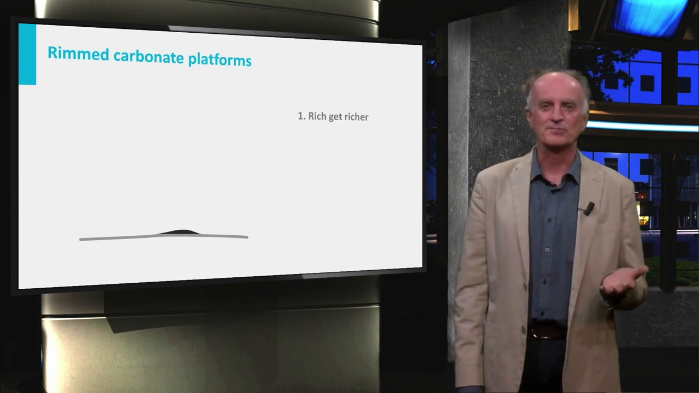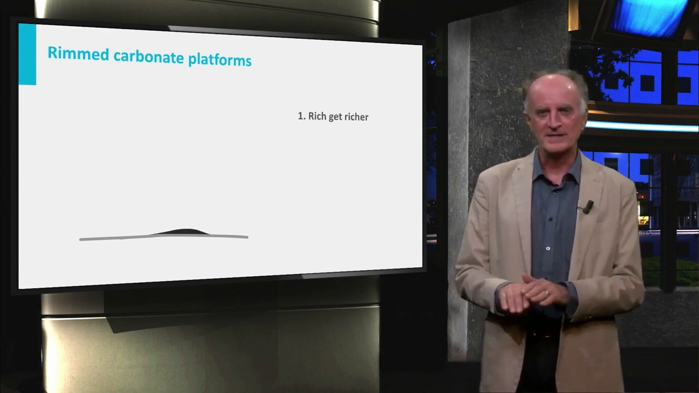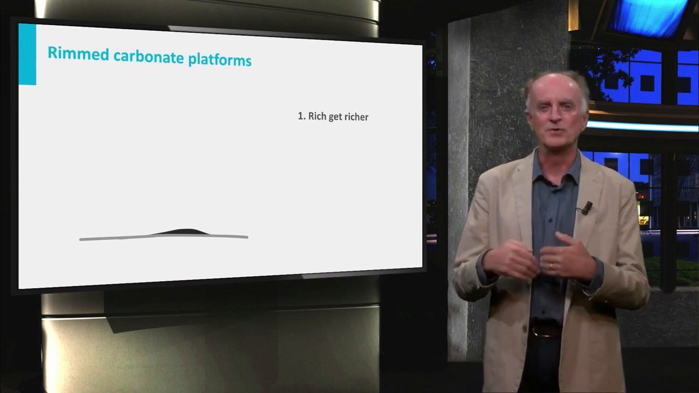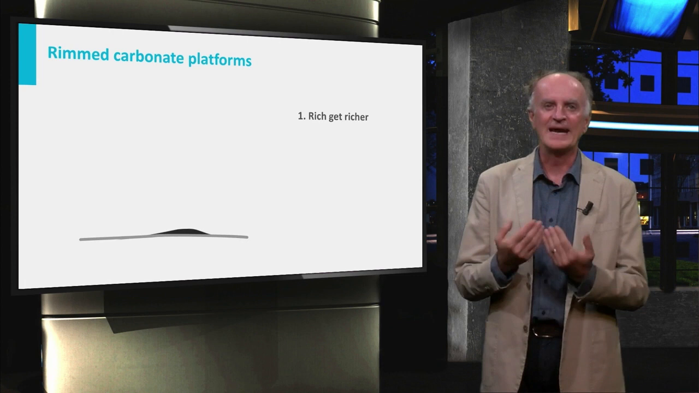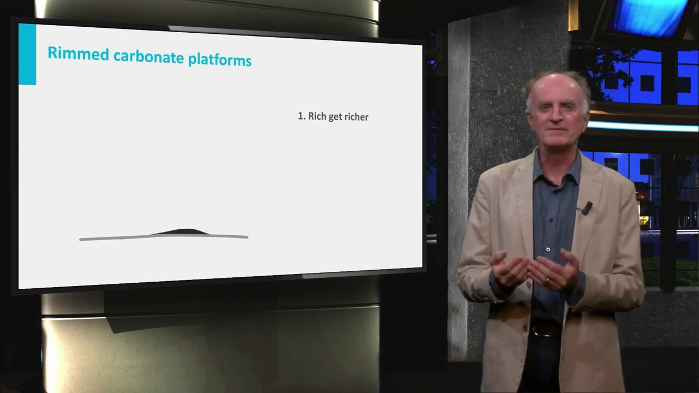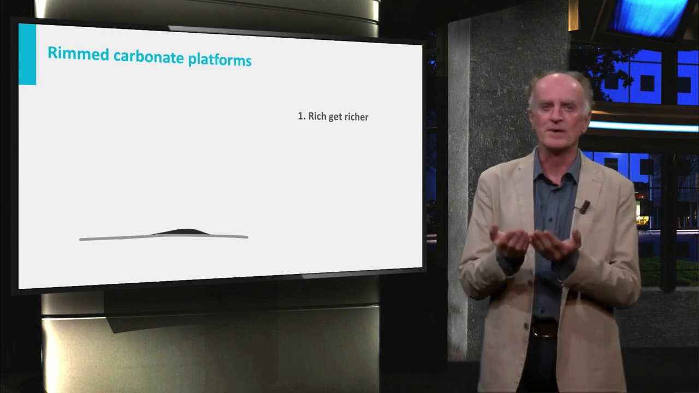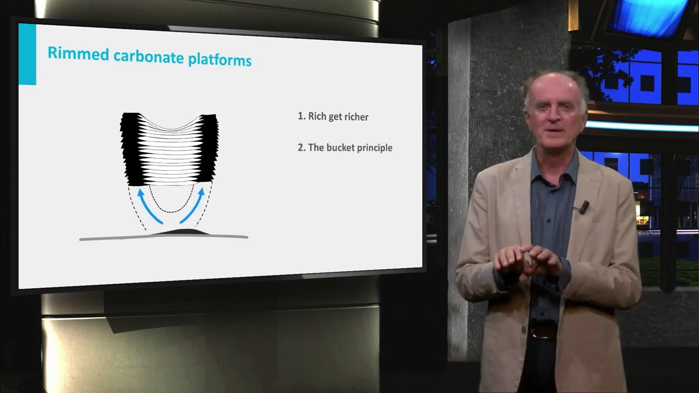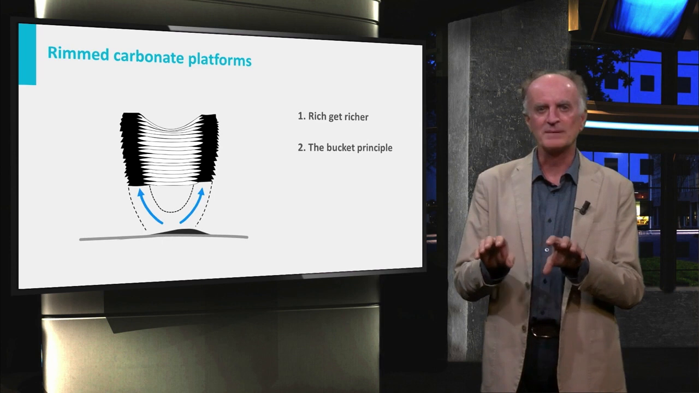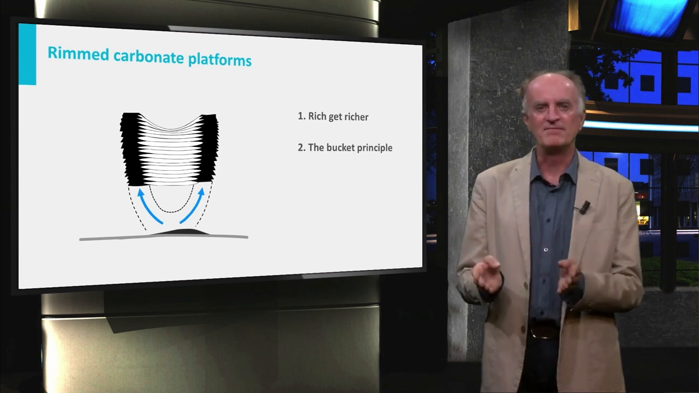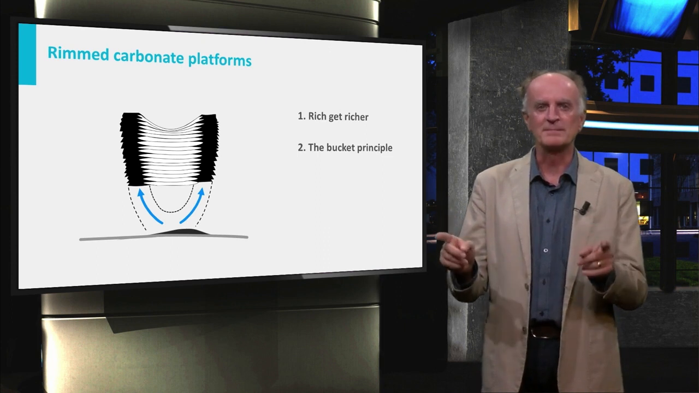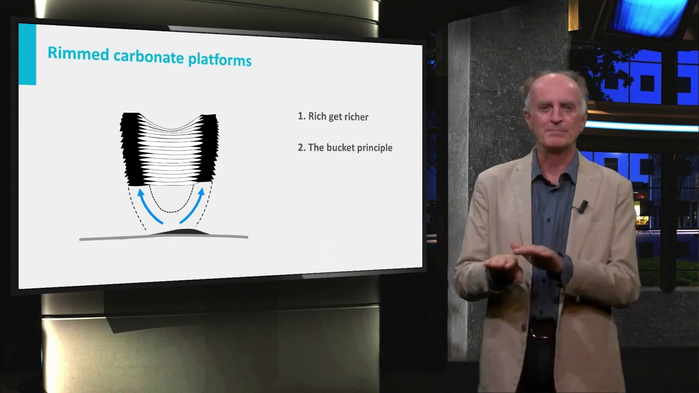The rich get richer. When a carbonate buildup manages to grow higher than the surroundings, it will receive more nutrients and more light and will therefore have better living conditions and will therefore grow more. During growth, the initial carbonate buildup will become larger and two rims are typically generated, defining an intervening protected domain. These are the rims of the bucket protecting the platform interior.